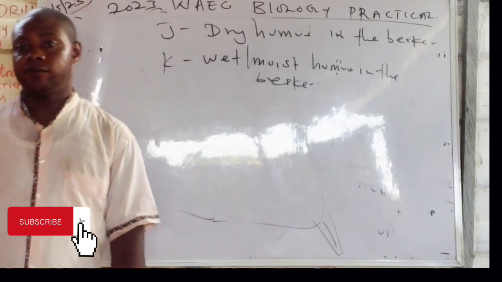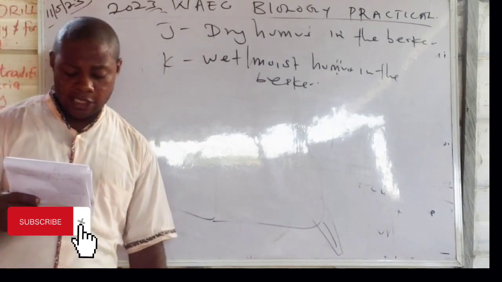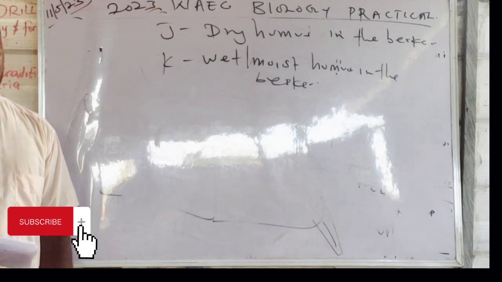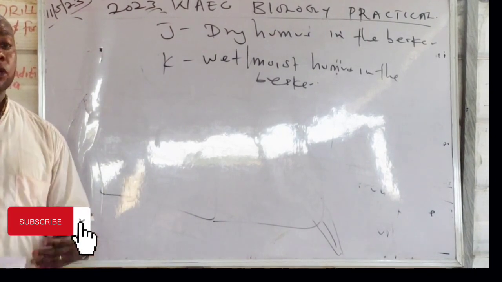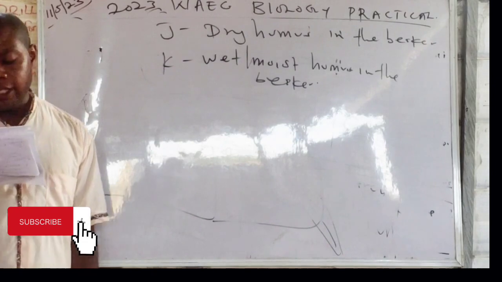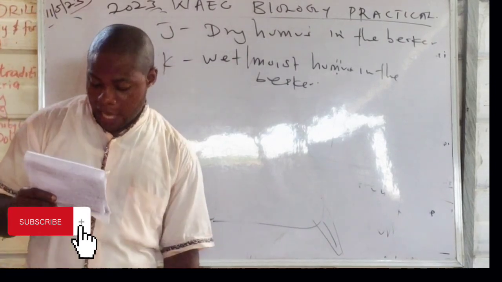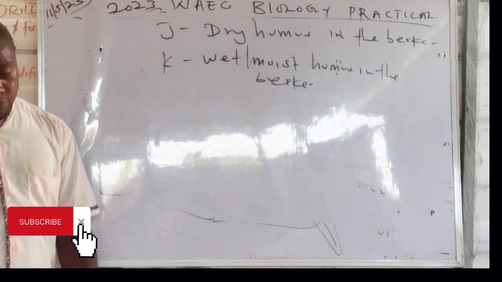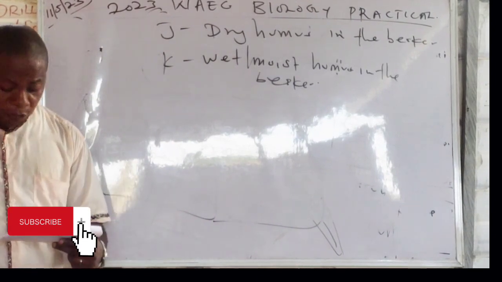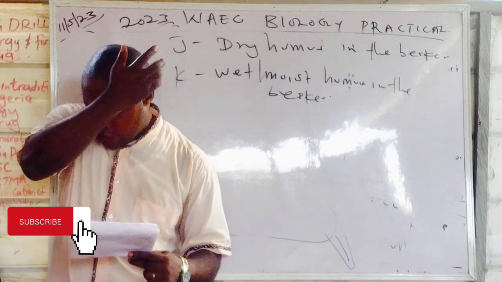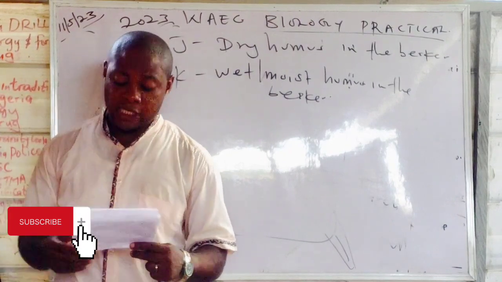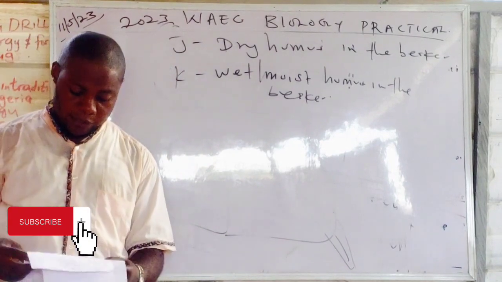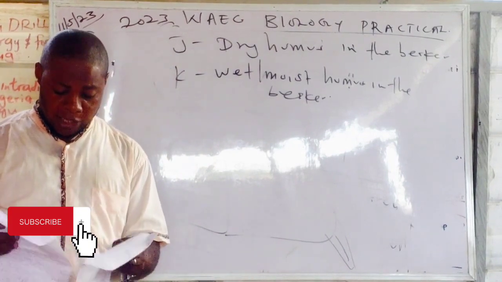Then lastly, the decomposition of humus releases carbon dioxide and ammonia to the atmosphere. The decomposition that I explained the other time.